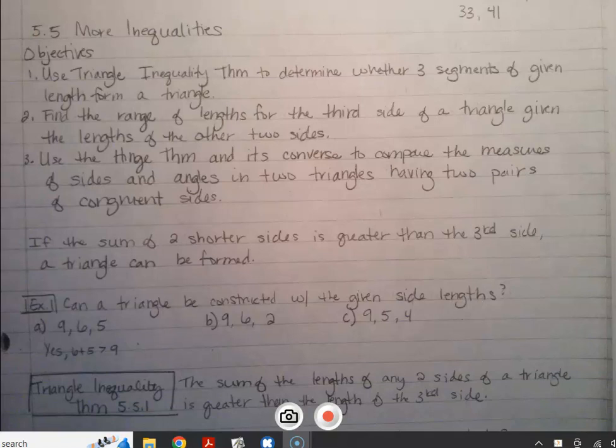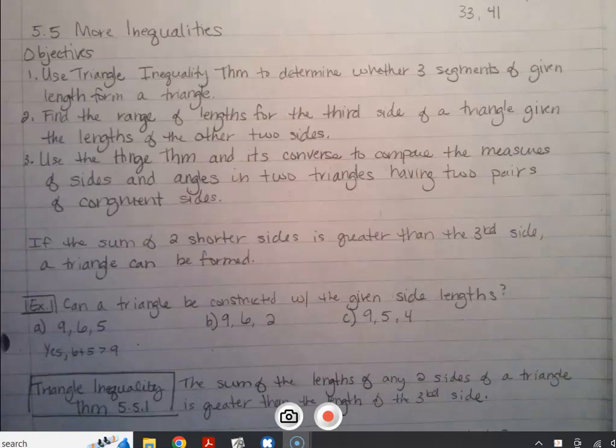Okay, so this is the last section in chapter 5. We're doing 5.5 and more inequalities than what we've already done. So our objectives today, we're going to use the triangle inequality theorem. And these are kind of fun theorems to determine whether 3 segments of a given length form a triangle. Then we're going to find the range of lengths for the third side of a triangle, given the lengths of the other 2 sides. So all these cool relationships between triangles.